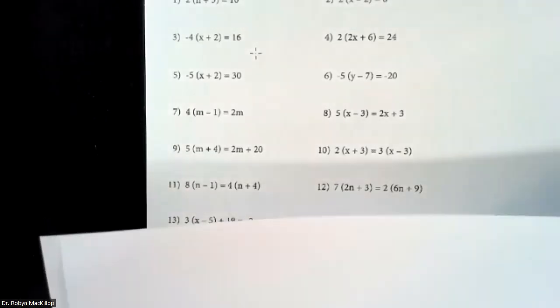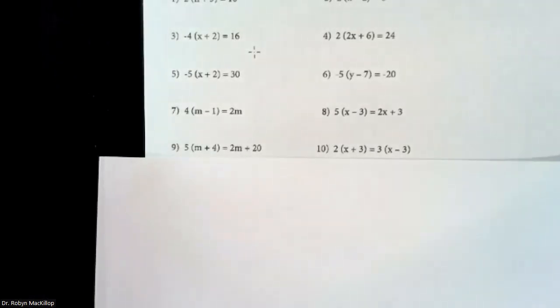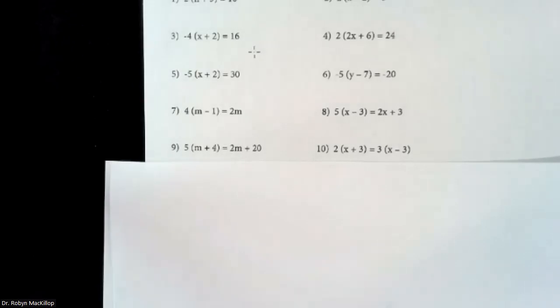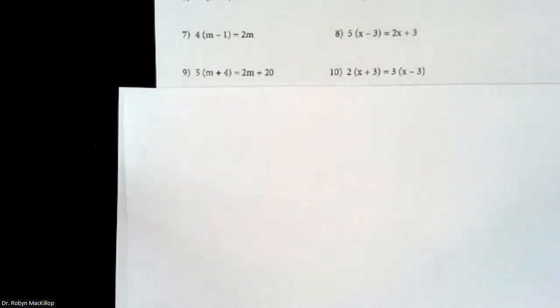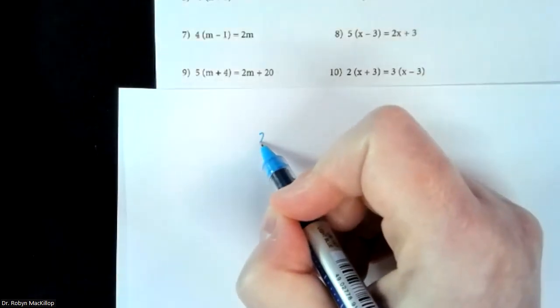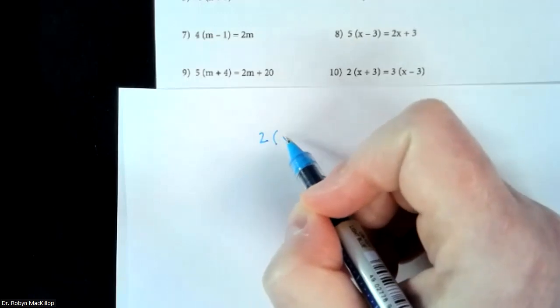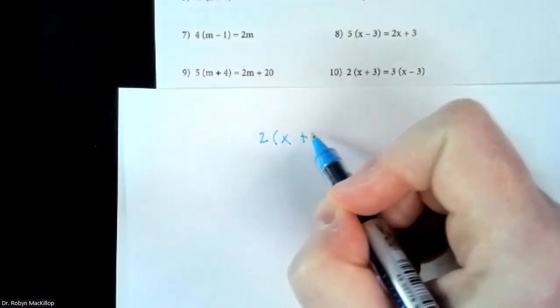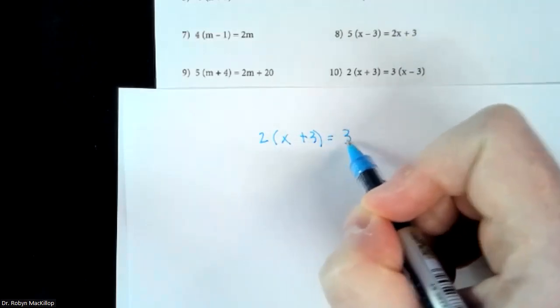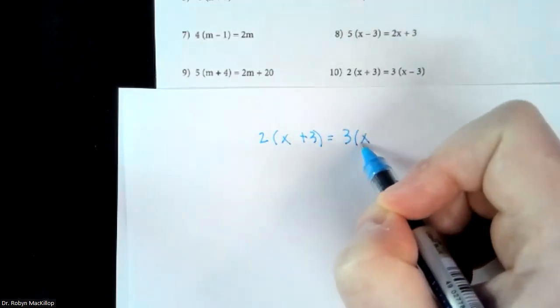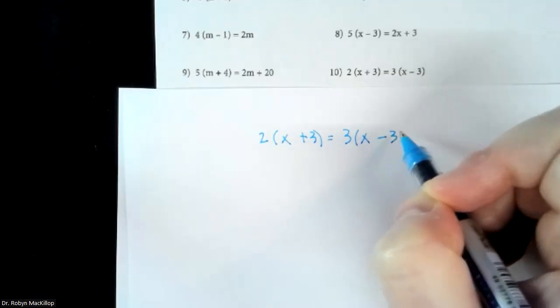So you want me to do a long one? Look at number 10. Let's do number 10. You may not be ready for number 10, but let's just do it so you've seen it. So we've got 2 times x plus 3 equals 3 times x minus 3.